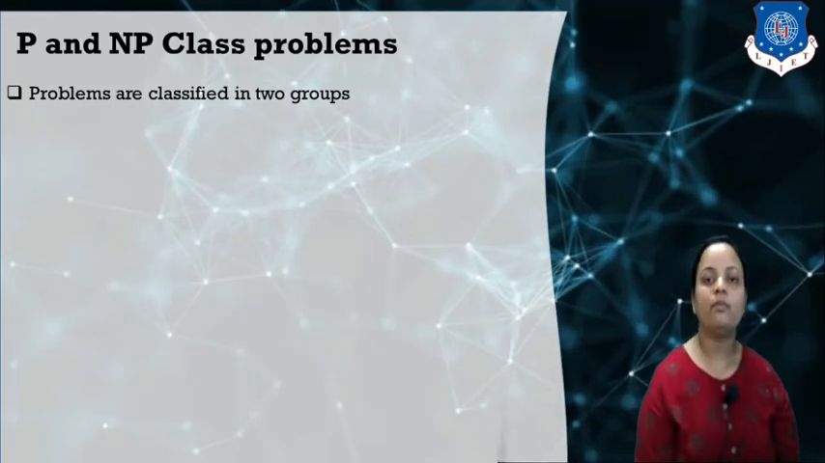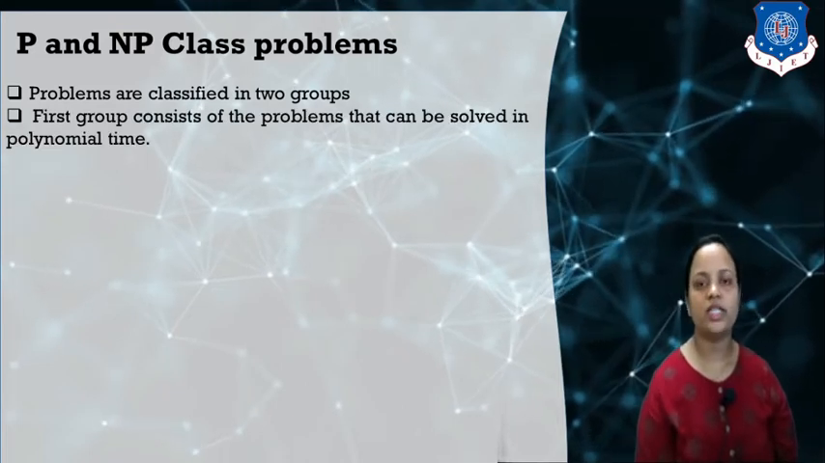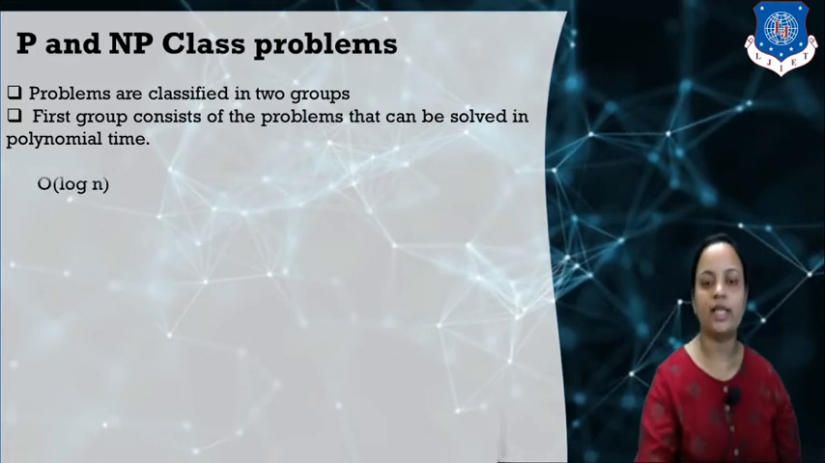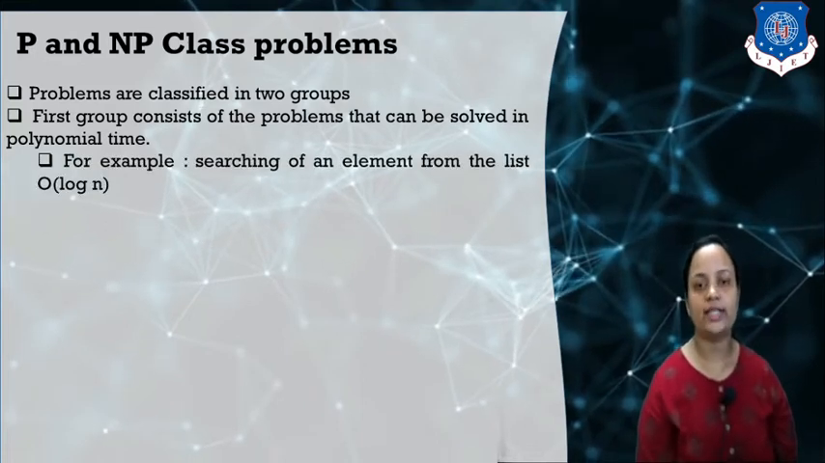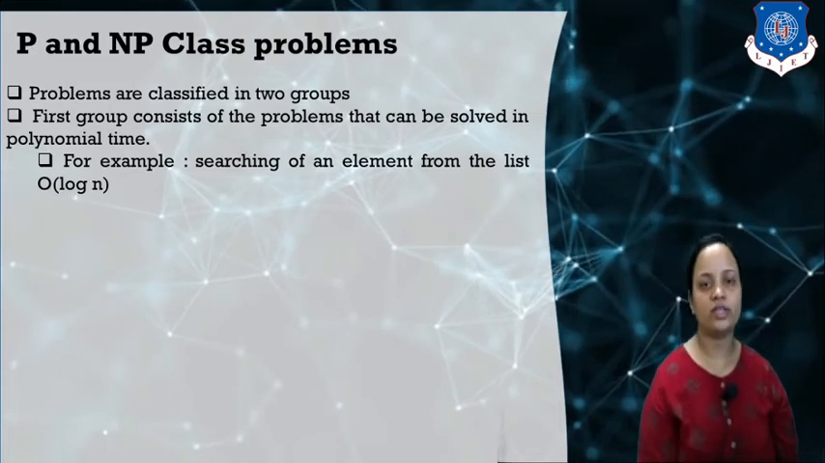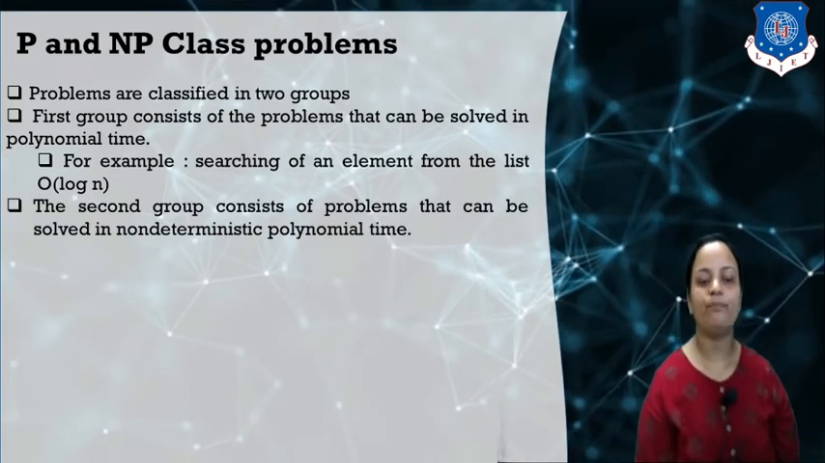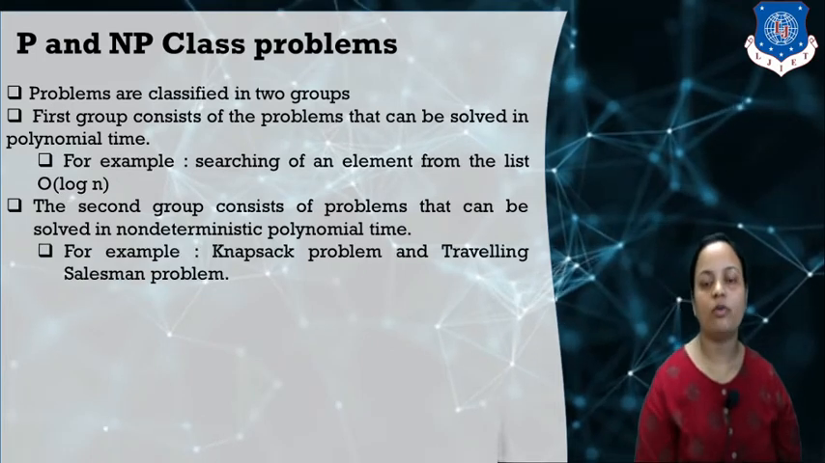So the problems are basically divided into two groups. The first group consists of problems that can be solved in polynomial time. An example for this group is searching for an element in a given list, which takes time complexity O(log n). The second group consists of problems that can be solved in non-deterministic polynomial time. Examples of this group are the knapsack problem and the traveling salesman problem.